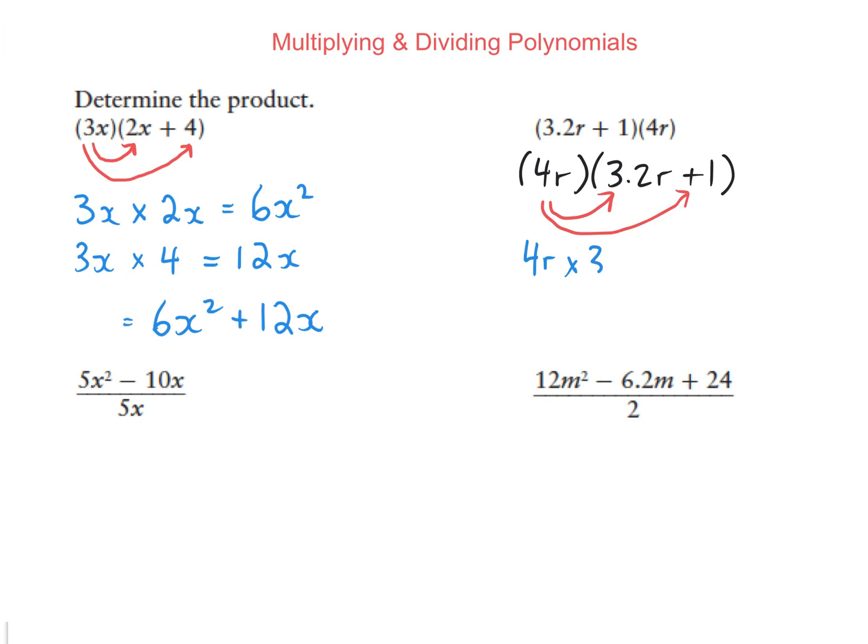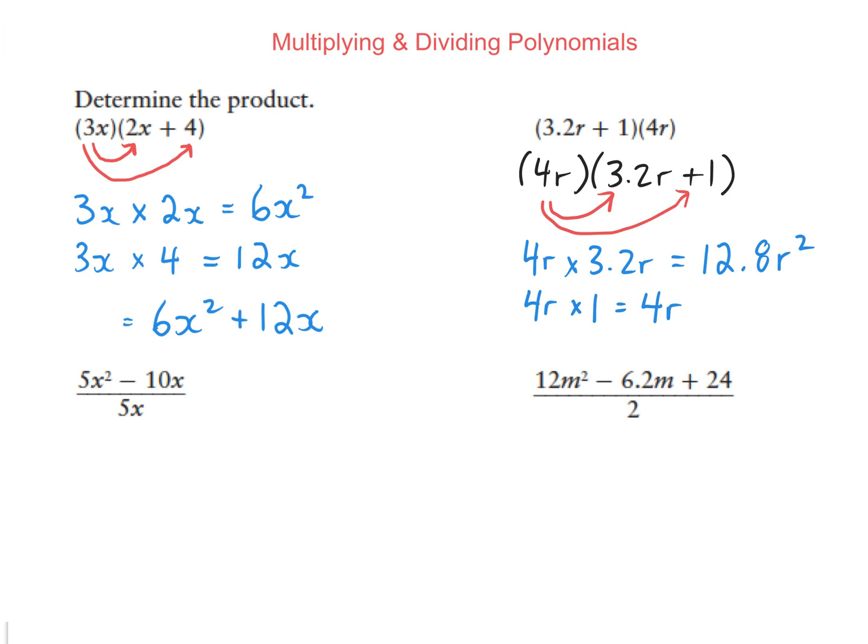So 4r times 3.2r is 12.8, add the exponents, r squared, and 4r times 1 is, what would that be? Yes, just 4r.